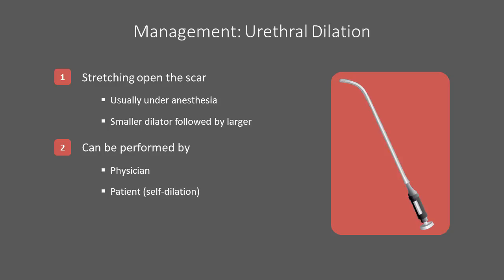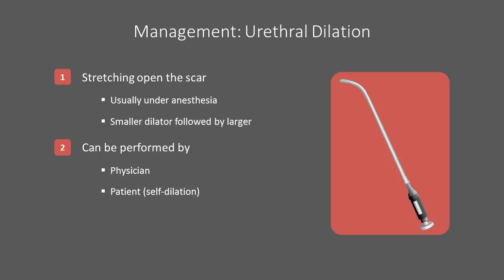Urethral dilation involves stretching the scar tissue open in a sequential fashion, usually under local anesthesia or freezing. Because the urethra may be very narrow, a small dilator or urethral sound is used first, followed by larger and larger dilators to open up the narrowing. Once open, the urologist may choose to leave a catheter in for a few days to help the urethra heal.